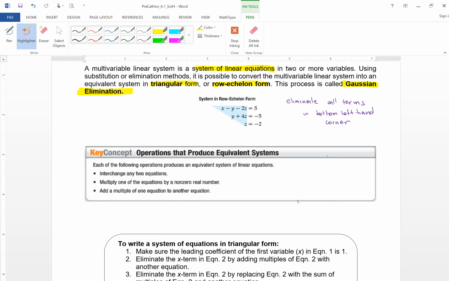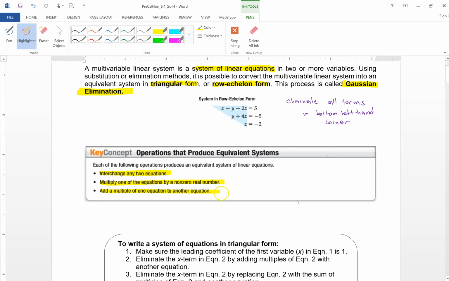Here are the things you can do, and they're free. You can interchange any two equations. For example, you have equations 1, 2, 3. You can say, I'm going to write the bottom one at the top. I'm just going to rearrange the order. You can also multiply one of the equations by a non-zero number. You can take equation 1 and multiply the whole thing by 5, or divide the whole thing by 2. It's just an equation. Can you multiply more than one or just one? You can multiply any one with any number.